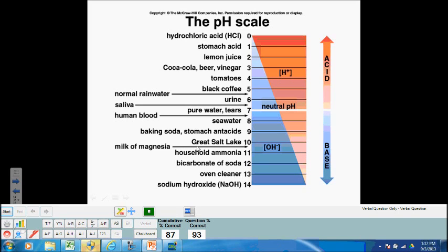Cops carry 2 liters of Coke in their cars to wash acid or wash blood off of roads and car wrecks. Hadn't heard that. Makes sense. I would probably use vinegar, but yeah, it makes sense. Tomatoes are pretty acidic. Coffee's a little acidic. Notice that rainwater is a little acidic. Rainwater is like pH 5.5 or so.